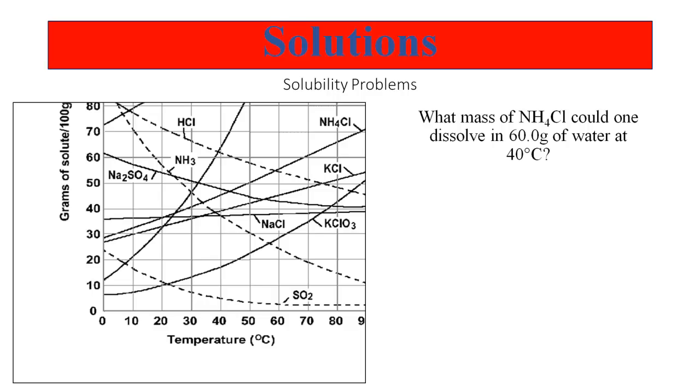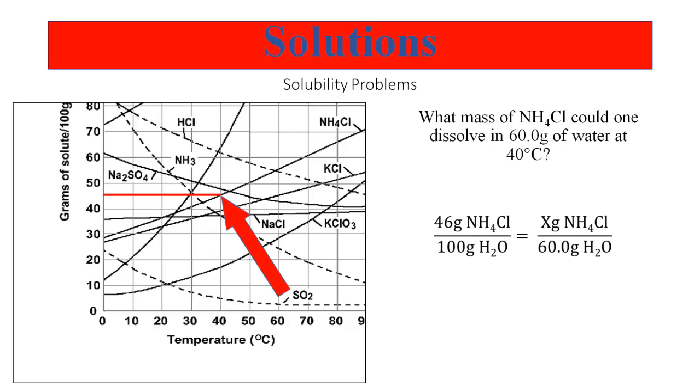The first problem: what mass of ammonium chloride could one dissolve in 60 grams of water at 40 degrees Celsius? So what we need to do is find the line for ammonium chloride. There it is right there, and notice I pointed to the spot at 40 degrees Celsius. Well, what we do is we go over to the y-axis, we look at the mass of ammonium chloride we could dissolve at 40 degrees Celsius in 100 grams of water. It looks to be about 46 grams of solute.